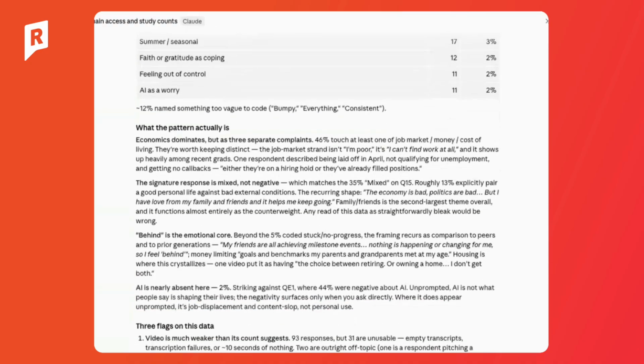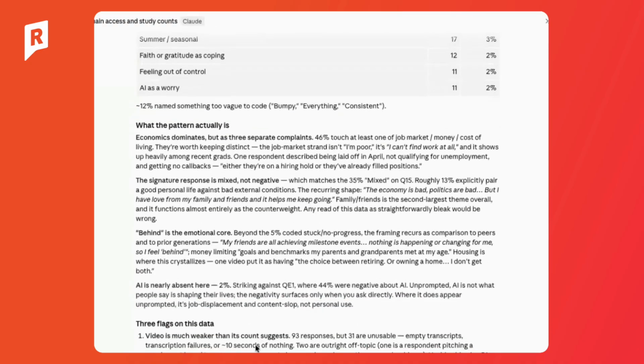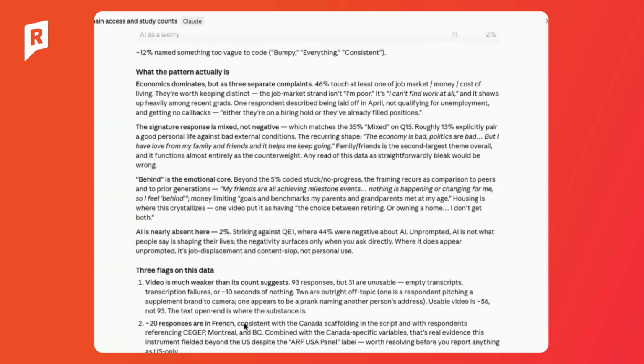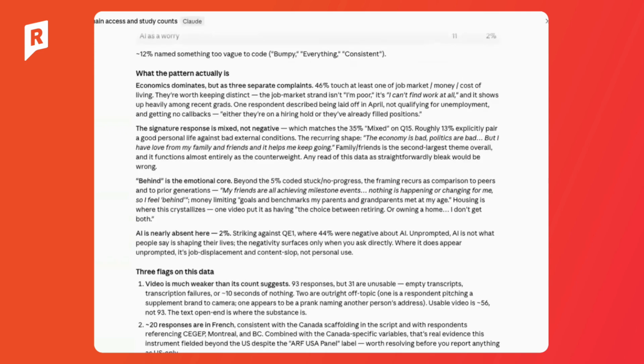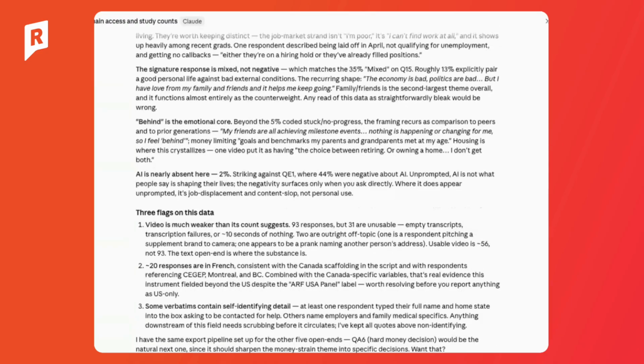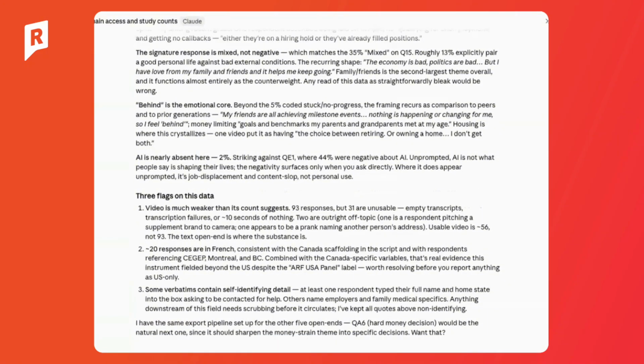3 flags as well. Video is much weaker than its count suggests. 20 responses are in French, and then some verbatims contain self-identifying detail. So I can go in and ask it to tie the "how do you feel about AI" numbers to the open end about a recent moment. Now this is a complicated question where it's going in and pulling 2 different questions and merging the data.